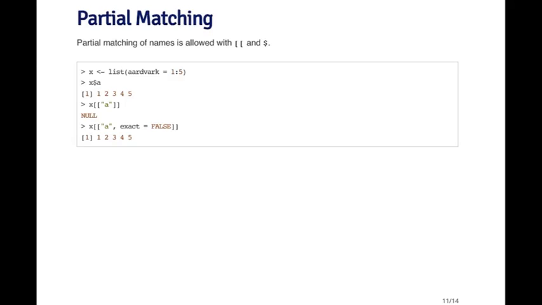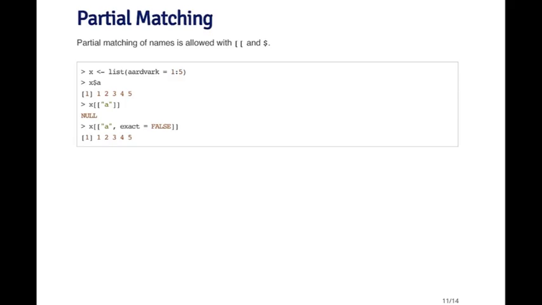So if I use the double bracket operator, things are a little bit different. What the double bracket operator expects is that the name that you pass it is going to be an exact match for one of the names in the list. So by default, the double bracket operator doesn't do partial matching like the $ sign does. So now when I pass X double bracket A, I get null back because there's no element of the list that has the name A.